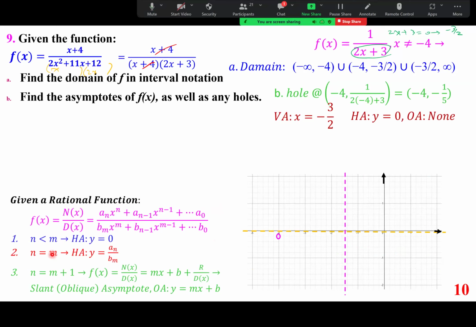However, if n is equal to m, the leading coefficients take over. Y equals a sub n over b sub n. And if n is precisely m plus 1, you do division. This becomes a linear function giving rise to y equals mx plus b as an oblique asymptote. You either have horizontal or oblique asymptote and not both.